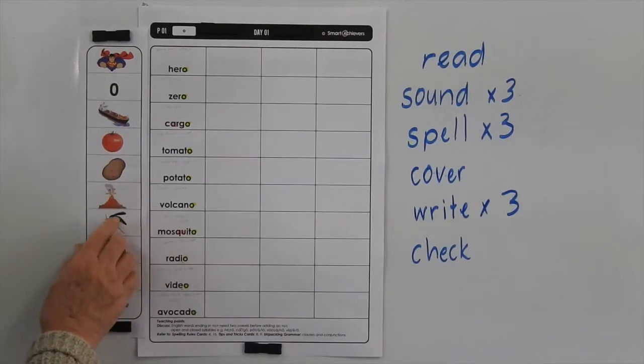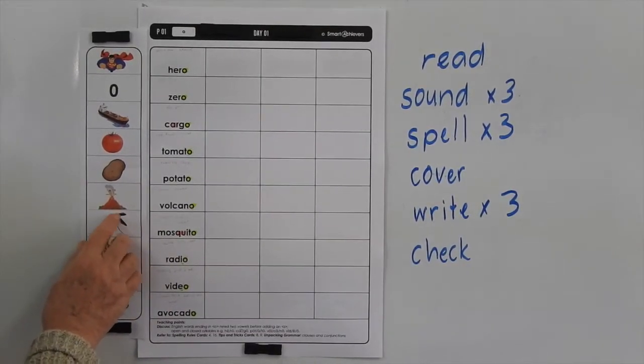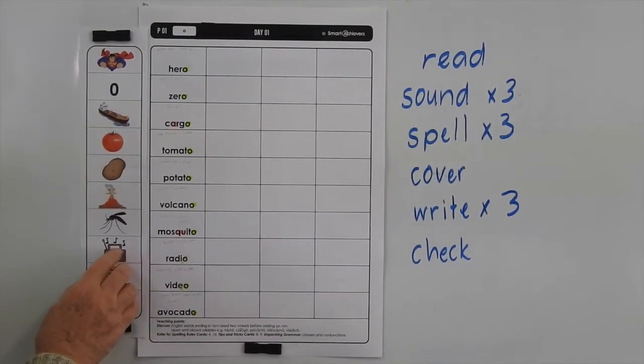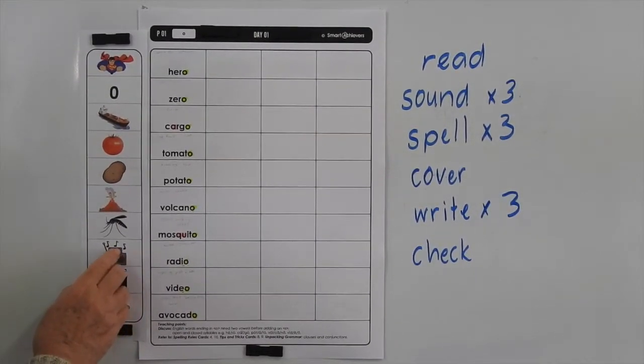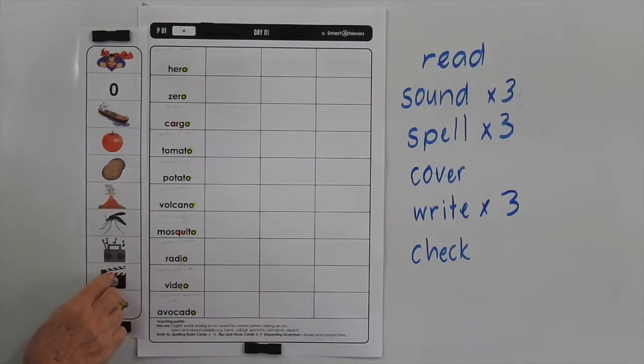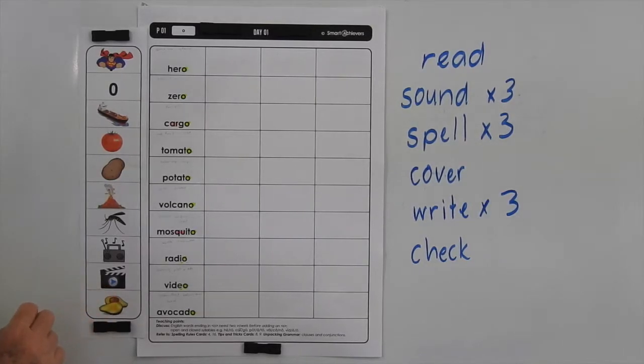Mosquitoes are an insect. They like to suck your blood. Radio is an audio transmitter, so it transmits sound. Video is like a film, a moving picture with sound. And an avocado is a green fruit with a leathery skin that we often put in salads.